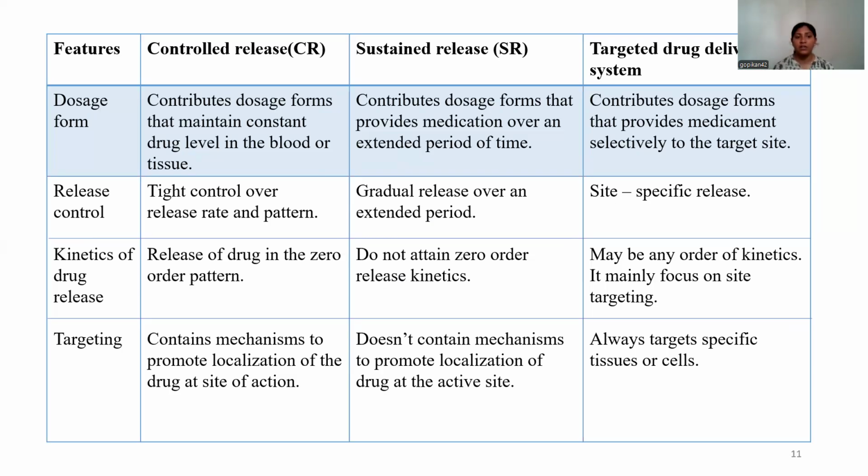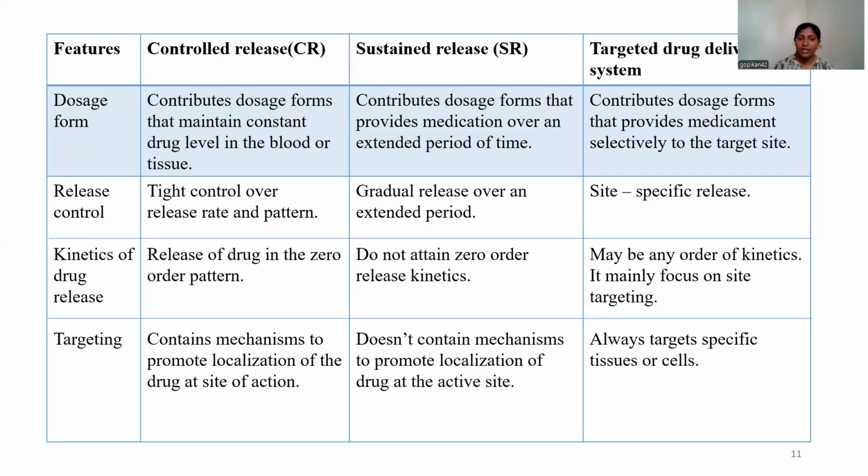And also the release control, tight control over the release rate and pattern is seen in controlled release. And when it comes to the sustained release, gradual release over an extended period is possible, and in the targeted delivery system, site specific release in a controlled manner is possible. And when it comes to the kinetics of drug release, controlled release releases the drug in a zero order pattern. Sustained release does not maintain zero order kinetics, and the targeted delivery system may follow any order of kinetics. It may mainly focus on the site targeting.